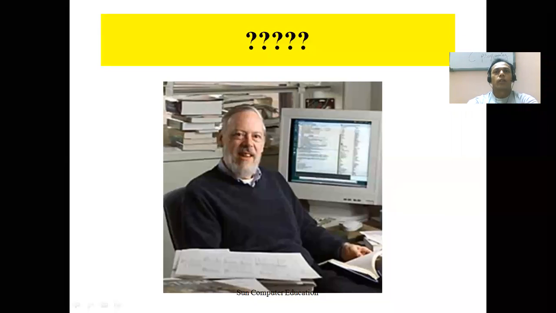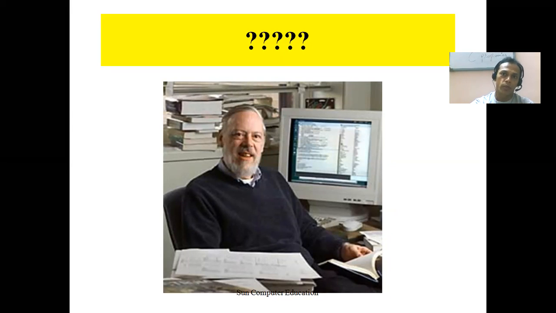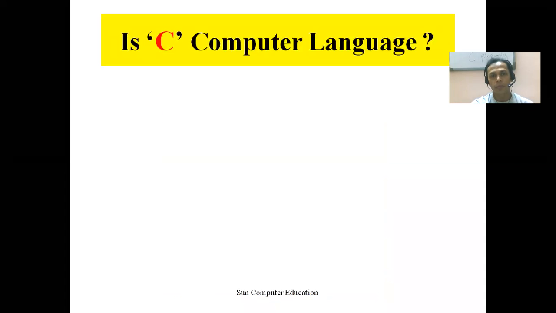So for others, this is Dennis Ritchie, who developed the C programming language. And as we are learning the C programming language, we should know the inventor, we should know the creator. Who is the creator of C? It is Dennis Ritchie. And let's take his blessing before we start the new C batch.